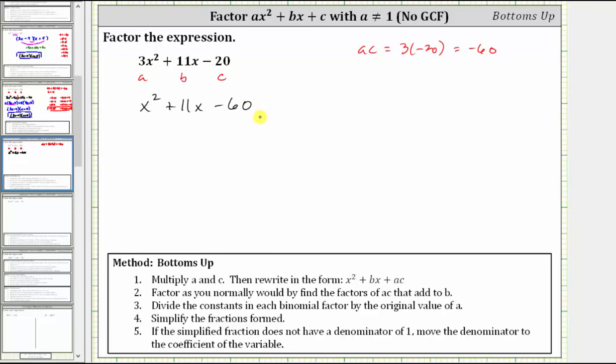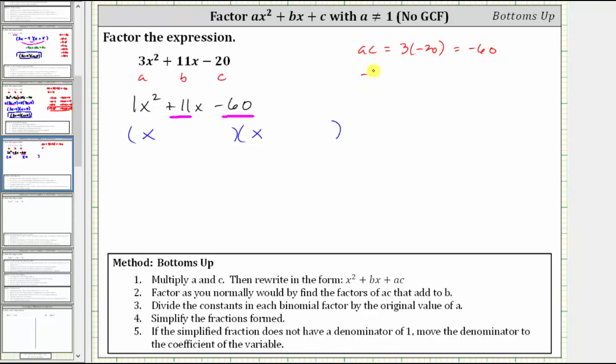And now we factor this like we normally do with a leading coefficient of 1. If this does factor, it factors into two binomial factors, because the first term is now x squared, and x squared equals x times x. We have a factor of x here and a factor of x here. And now because the leading coefficient is 1, we need to find the factors of negative 60 that add to positive 11. Let's list the factors of negative 60 here on the right.